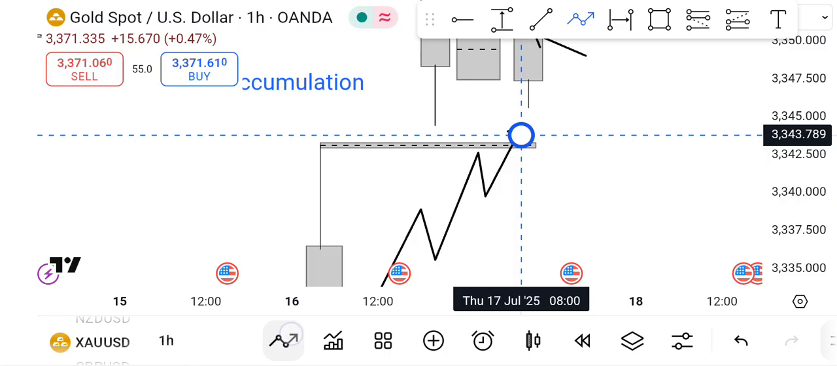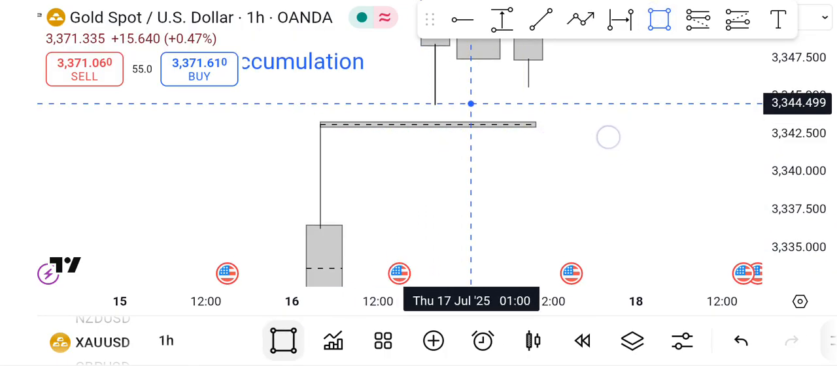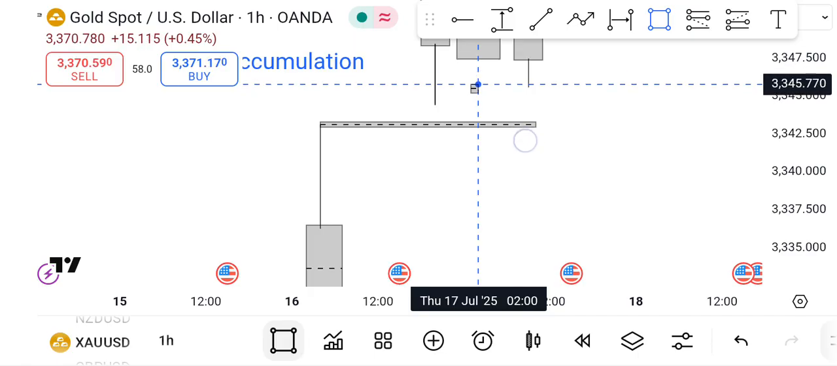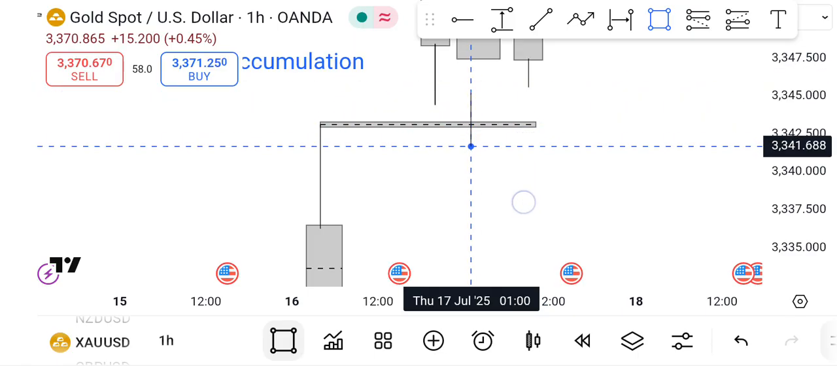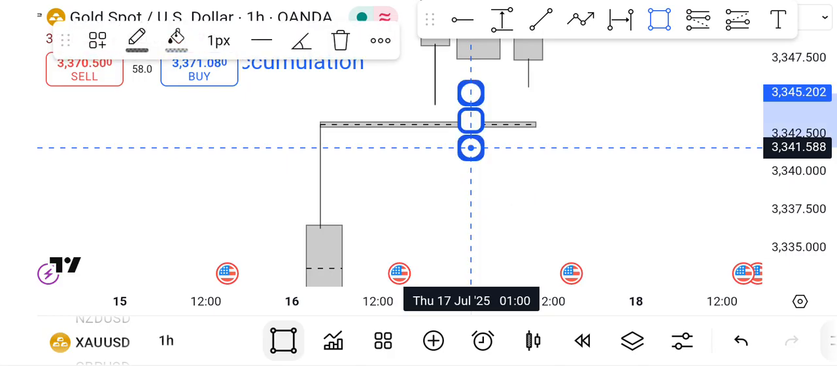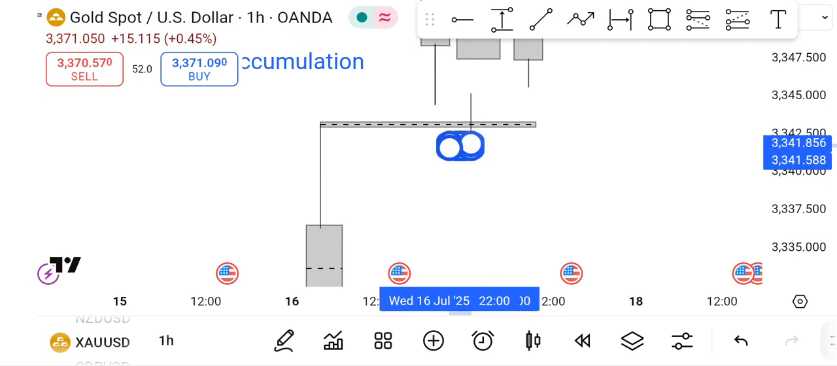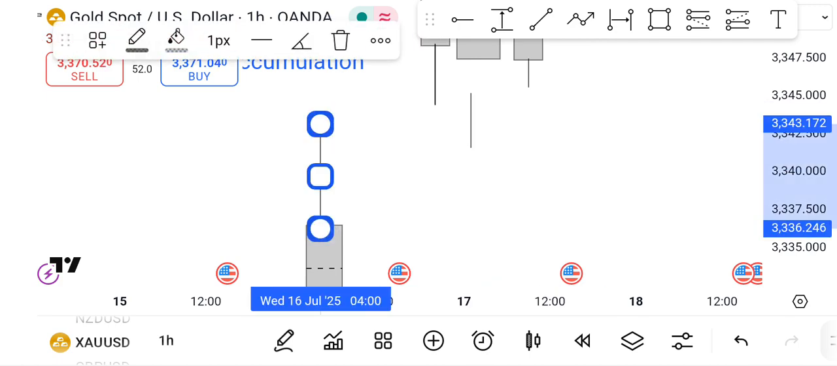Let me show you. The market came, it reached here, but instead of closing above that liquidity, it reversed. So that is basically what I'm saying about this liquidity, but I will show you using the examples.